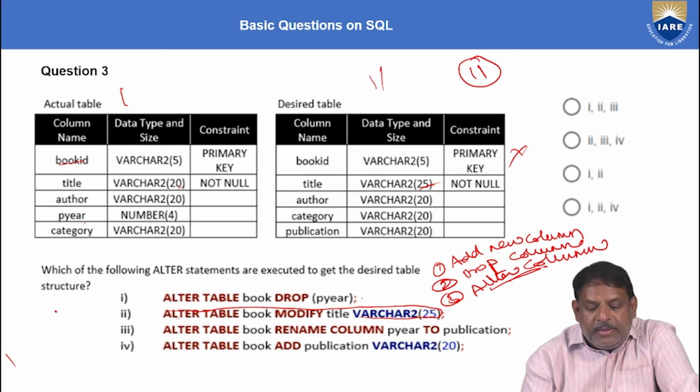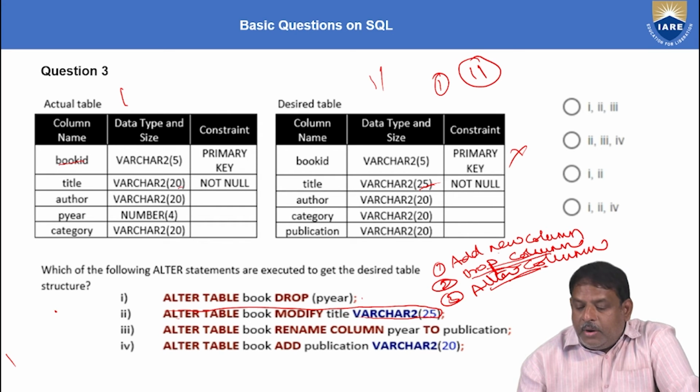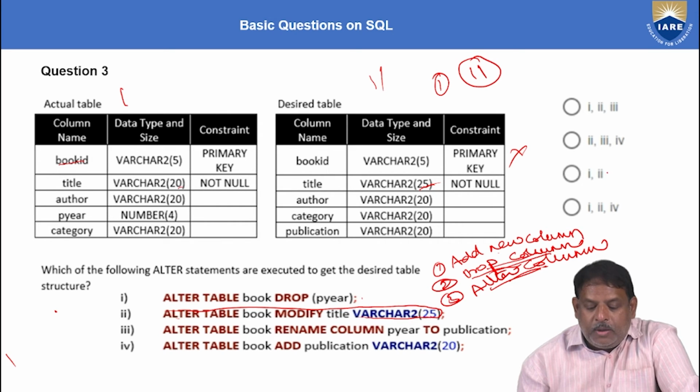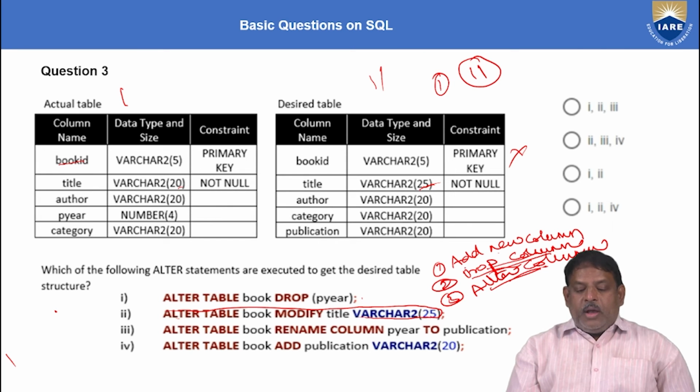Fourth, the year column is there here. It is not here. The year column is not here, right? So we have to use the second option, that is drop column. So option 1 is also correct. So now here 1 and 2 are selected. So the year column is there, it is not here. So by using the first option, we have removed that column.